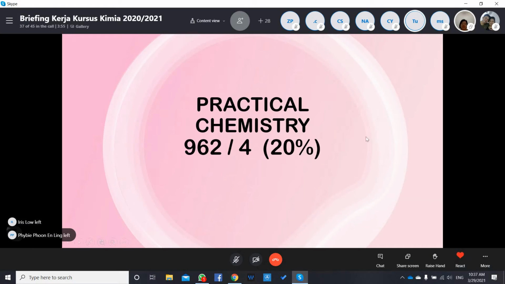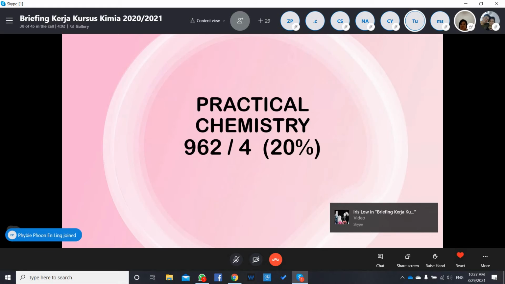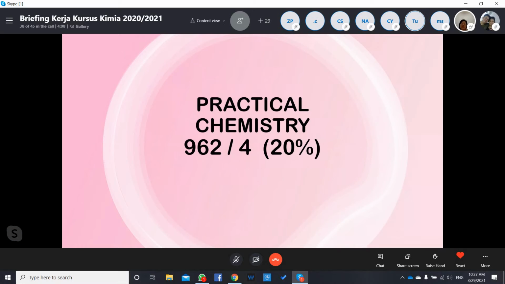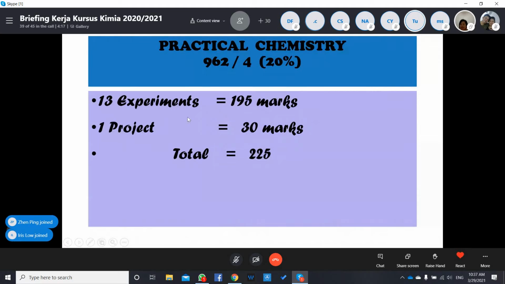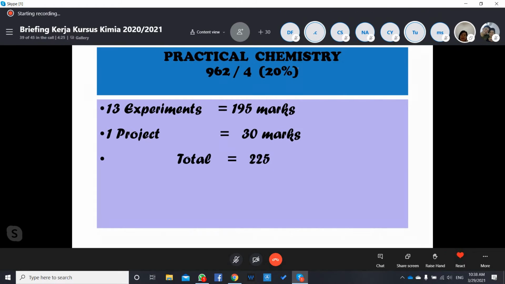So I start. Your practical chemistry is considered paper 4, 962/4. It will contribute 20% to the total STPM chemistry paper. That means your written paper will be 80%. Before we go into the whole thing, this is the overall picture of the 20%.